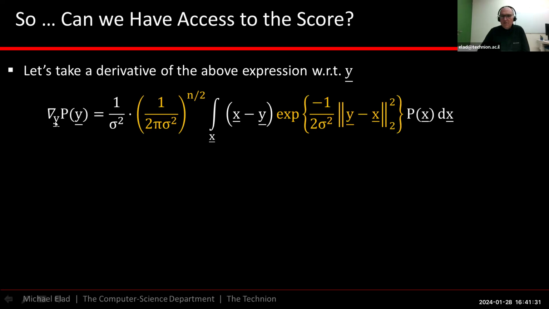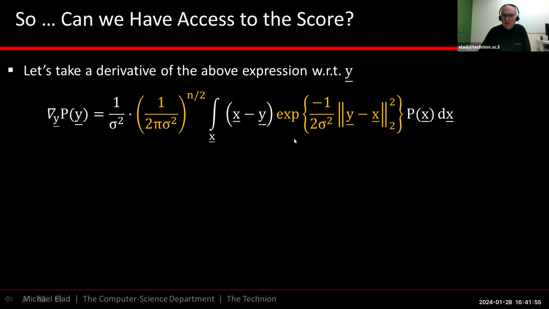And here it is. The derivative of p of y with respect to y. I stepped inside, took the derivative of the expression in the exponent. So it's basically y minus x without the square, divided by sigma squared. So this is why we have sigma squared here. And x minus y steps out. That's it. This is the derivative.